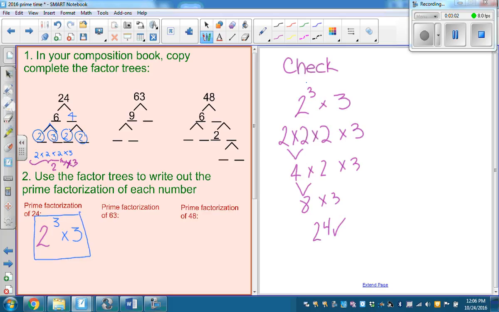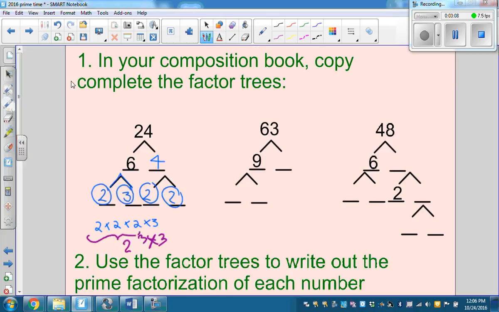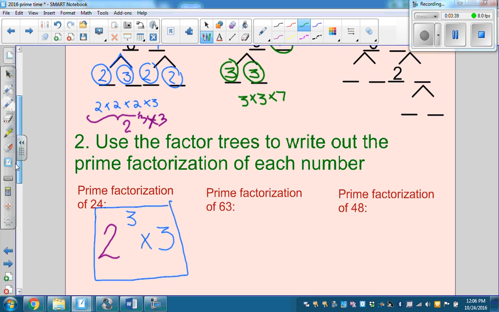So Rio, 9 times what makes 63? 7. Right, 7. And since 7 is prime, you circle it. That's just a reminder that you're going to use that number. Okay, Riley, what about what goes under the 9? 3 and 3. Those are both prime. So the first step to getting my prime factorization is to write my prime factors in order from low to high with multiplication, and then write them in exponent form.